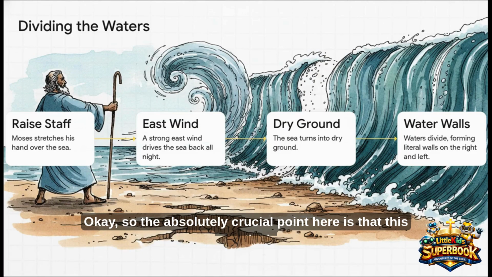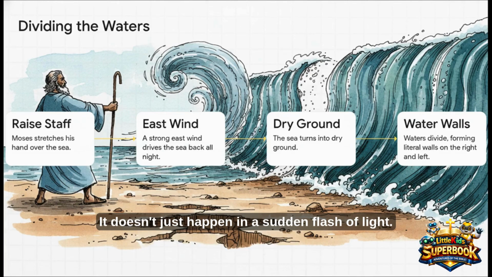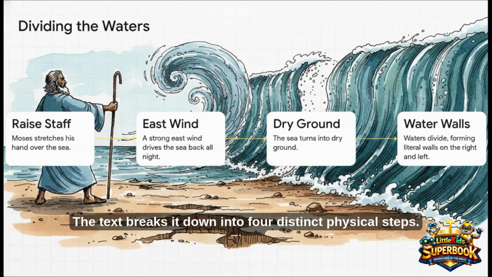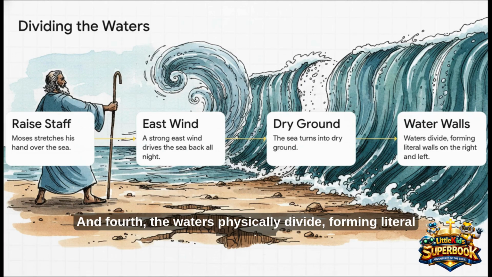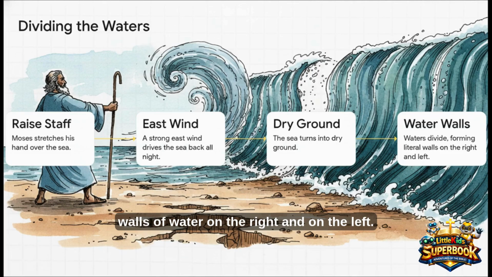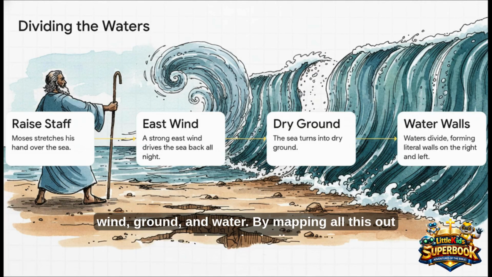Okay, so the absolutely crucial point here is that this mystical, miraculous event is actually described as a highly procedural sequence. It doesn't just happen in a sudden flash of light. The text breaks it down into four distinct physical steps. First, Moses raises his staff and stretches his hand out over the sea. Second, a strong east wind drives the sea back all night. Third, the sea turns into dry ground. And fourth, the waters physically divide, forming literal towering walls of water on the right and on the left. The narrative really grounds the divine intervention in these tangible physical elements: wind, ground, and water.